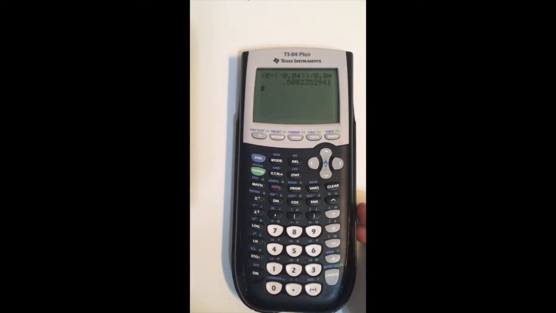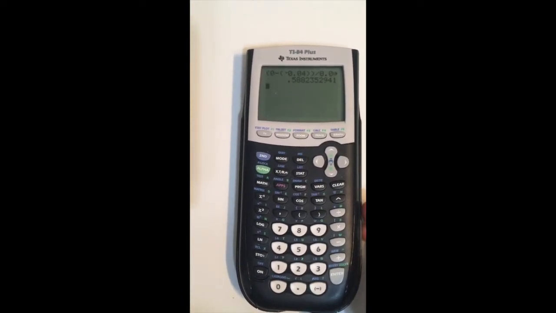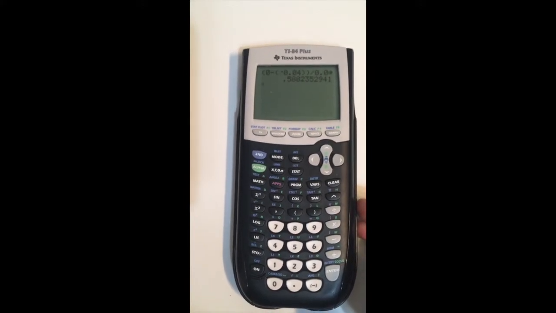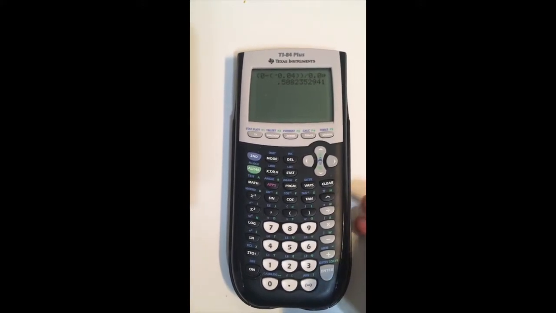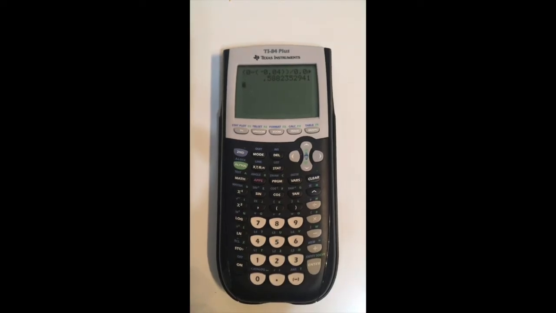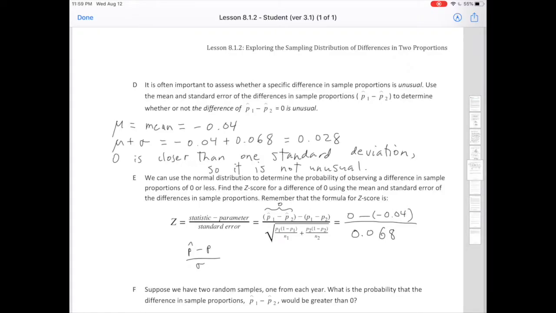When we hit enter, we get 0.59 if we round it to 2 decimal places. So we get z equals 0.59. Okay, that's our z-score, right? And that makes sense because this is less than 1 standard deviation away, isn't it? That's what a z-score is. It's the number of standard deviations.